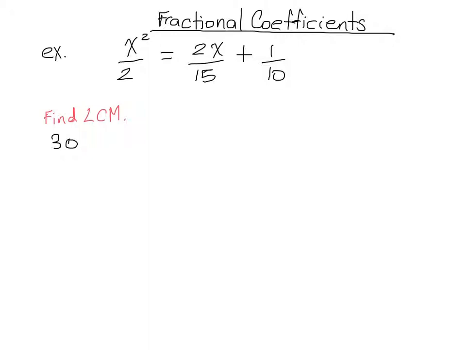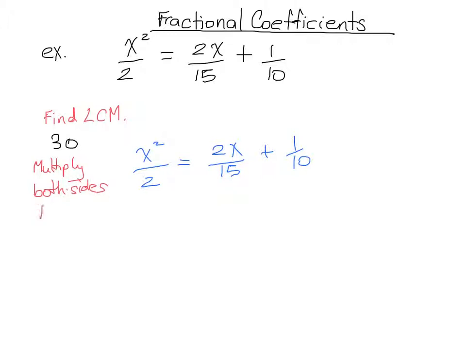All right. So once we have the lowest common multiple, let's look at what to do with it. So here is our equation again. x squared over 2 equals 2x over 15 plus 1 over 10. What we're going to do with that common multiple is multiply both sides of our equation by that number. So multiply both sides by the LCM.